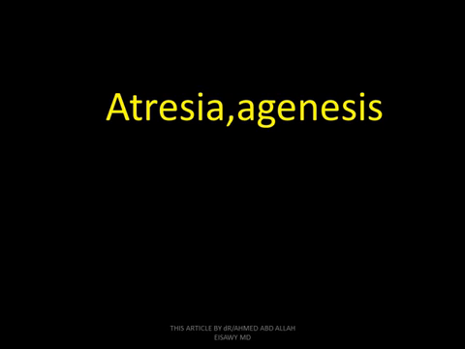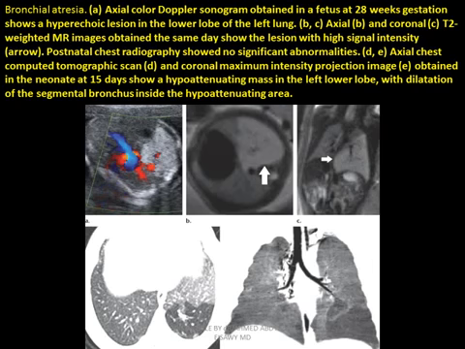Atresia and agenesis. Pulmonary atresia and pulmonary agenesis. Bronchial atresia. Axial color Doppler obtained at 28 weeks shows a hyperechoic lesion in the lower lobe of the left lung.